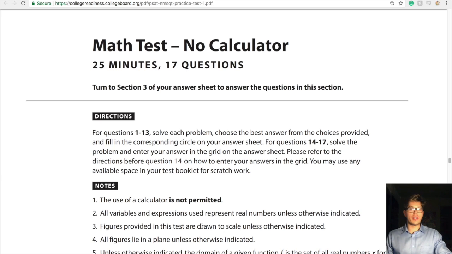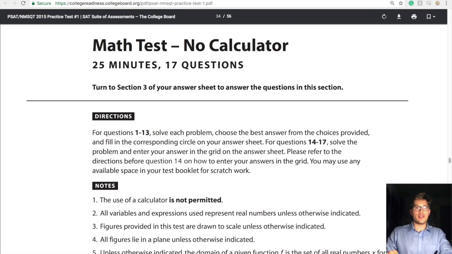Today we're going to be doing a math section from a practice SAT. The purpose of this video is so you can follow along as I solve these problems, learn test-taking strategies, get a feel for the speed of the test, and look for patterns and all that good stuff. So I hope you find this video helpful.